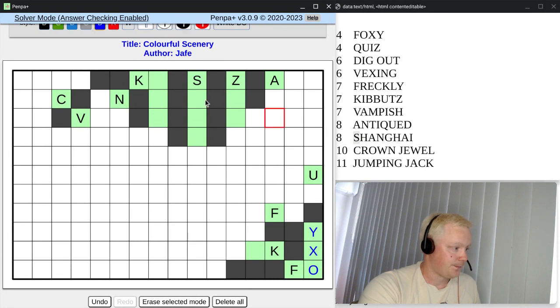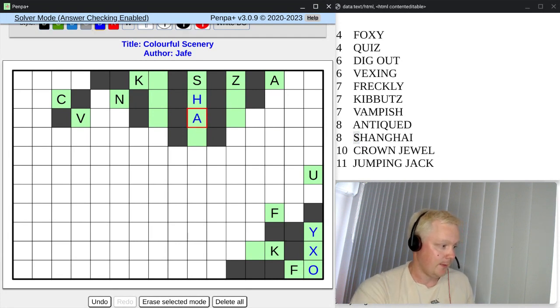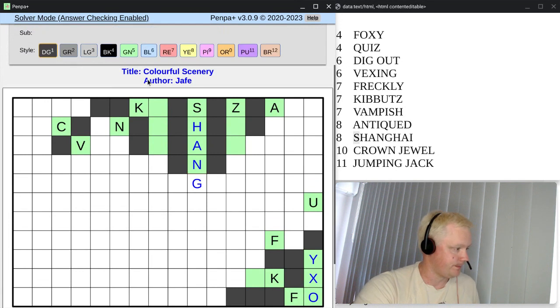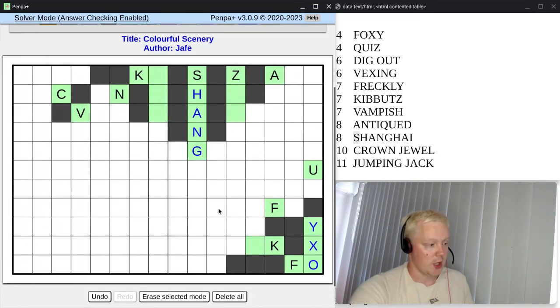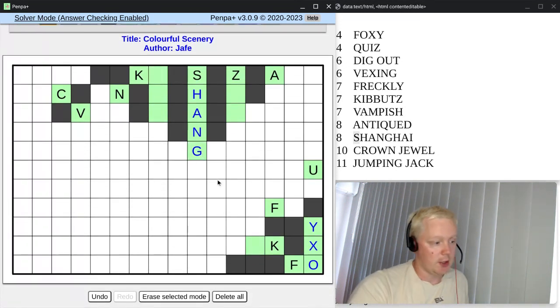which means that we can already fill in the start of the word Shanghai, and that we know where the G goes. It has to go here, because that's the only free neighbor that this N has. So that's unshaded, but we don't know in which direction it goes.